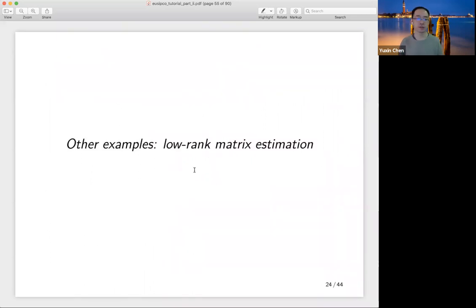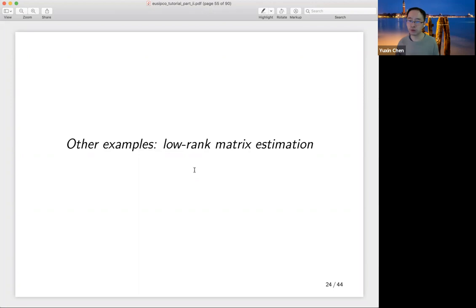All right, so this is the first example that I wanted to go through. And then I'm also going to spend a little bit of time expanding it to tell you that the same message carries over to other problems as well.